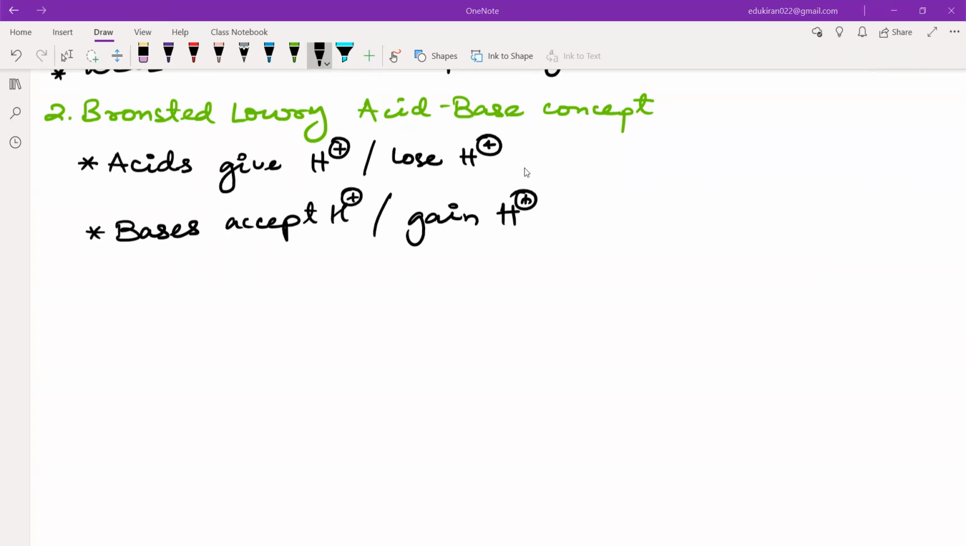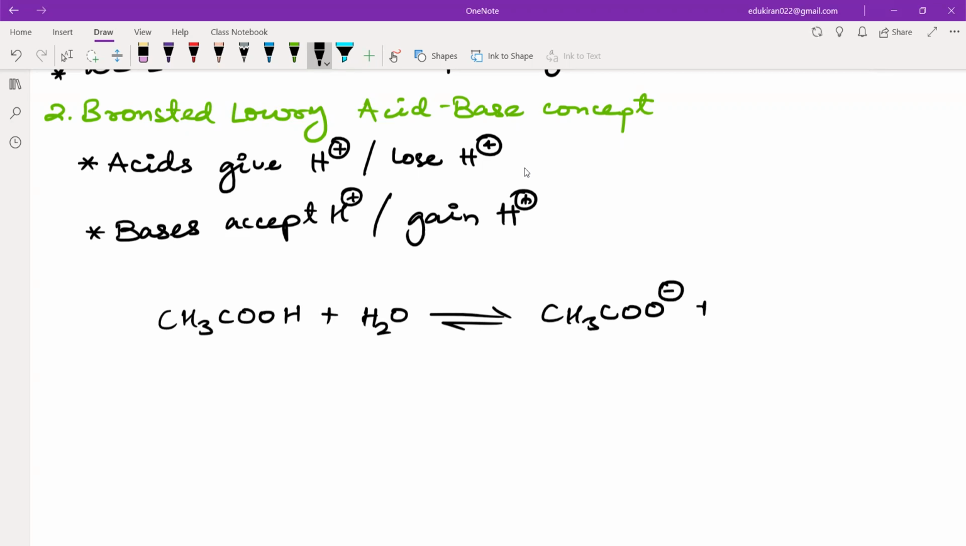Now I'm going to write a reaction. You will identify which is acid and which is base. Okay, fine. Let us take an example such as CH3COOH plus H2O. It is going to give me CH3COO negative plus H3O positive. So tell me, which is acid, which is base in 1 and 2?